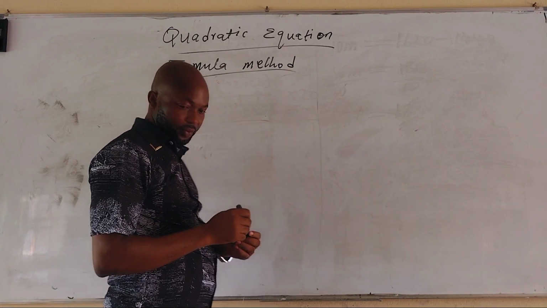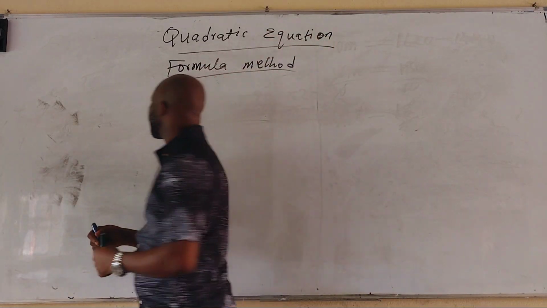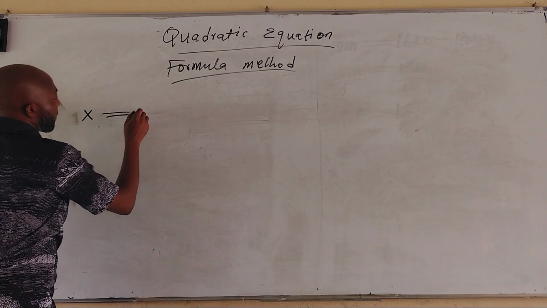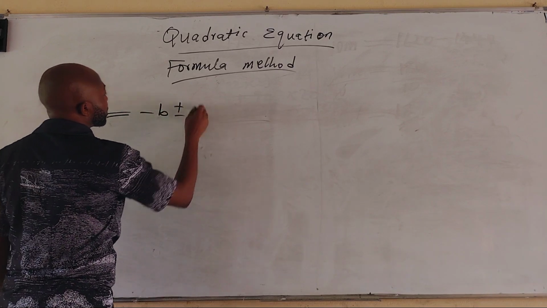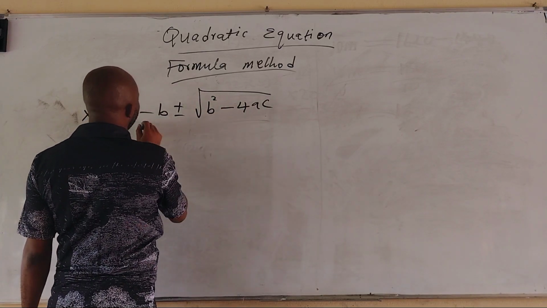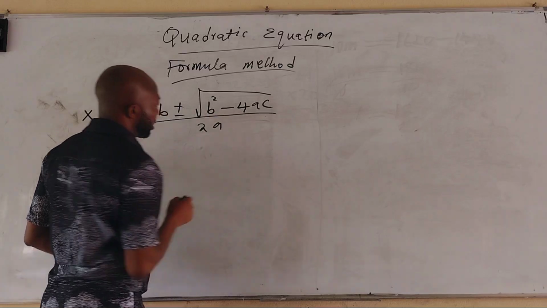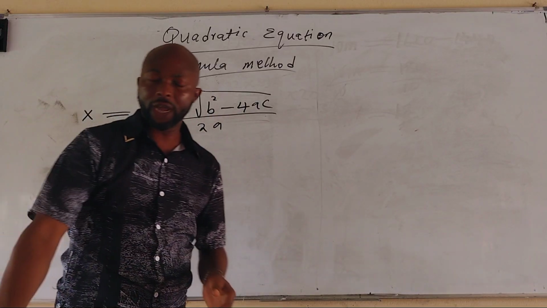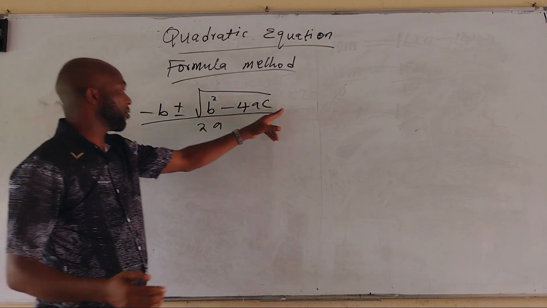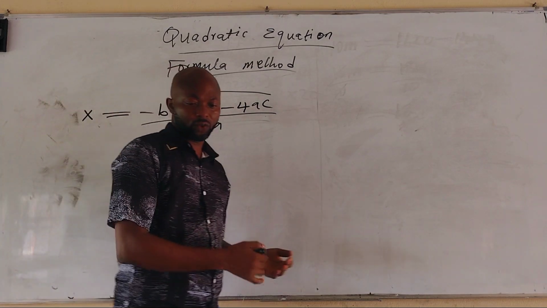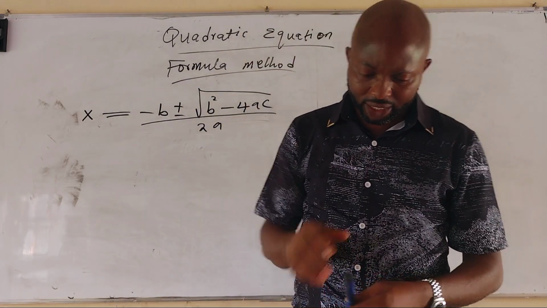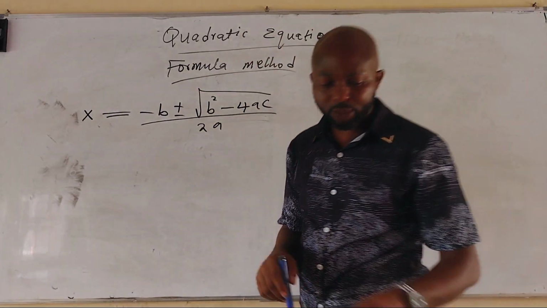So we use the formula method. The formula method says that x is equals to minus b plus or minus the root of b squared minus 4ac all over 2a. So here we are going to look at the variables. We have our b, we have our a, we have our c. So these all are important. So we're going to see them and see in a question which one is a, which one is b, and which one is c. So let's take x squared minus 7x plus 6.